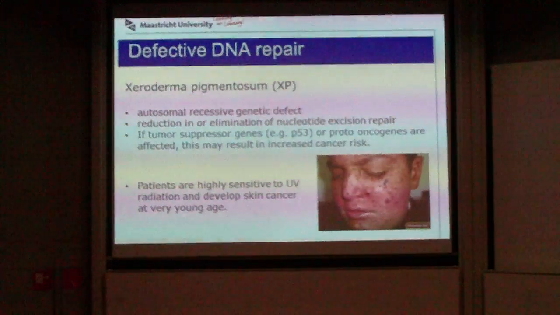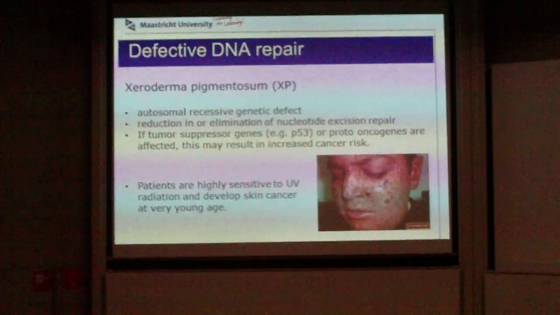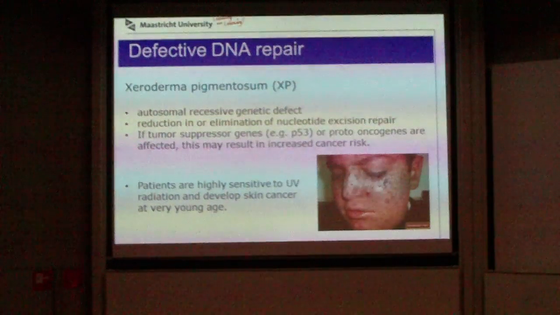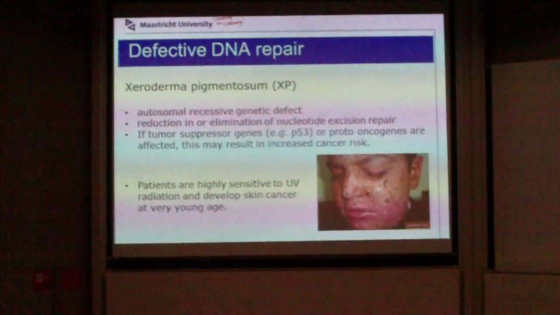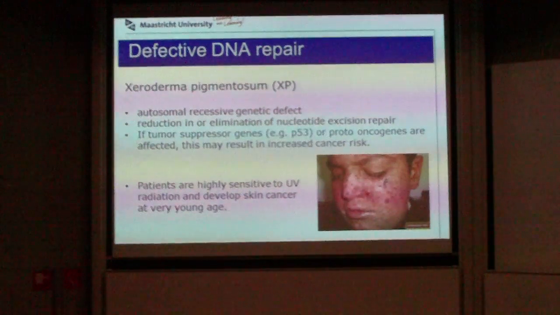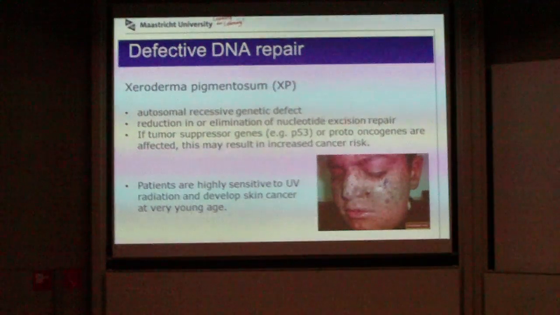This is actually one of the nicer pictures. If you want to see what can happen really, then you Google on this and then you see that really young children already have multiple tumors on their face or hands when they are exposed to UV light.